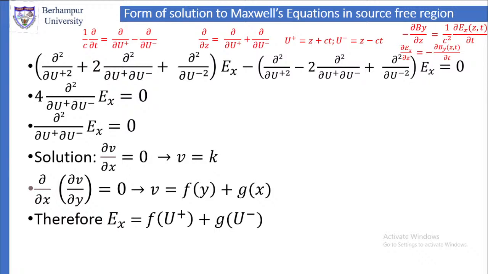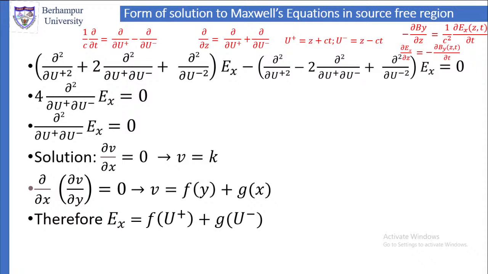So put that g(x) into ∂f/∂y, so that will ultimately give ∂/∂x operating on ∂v/∂y not equal to 0. So v cannot be f into g, v has to be f plus g, where f is a function of y, g is a function of x, or you can interchange that. f is a function of x, g is a function of y, that also you can write.